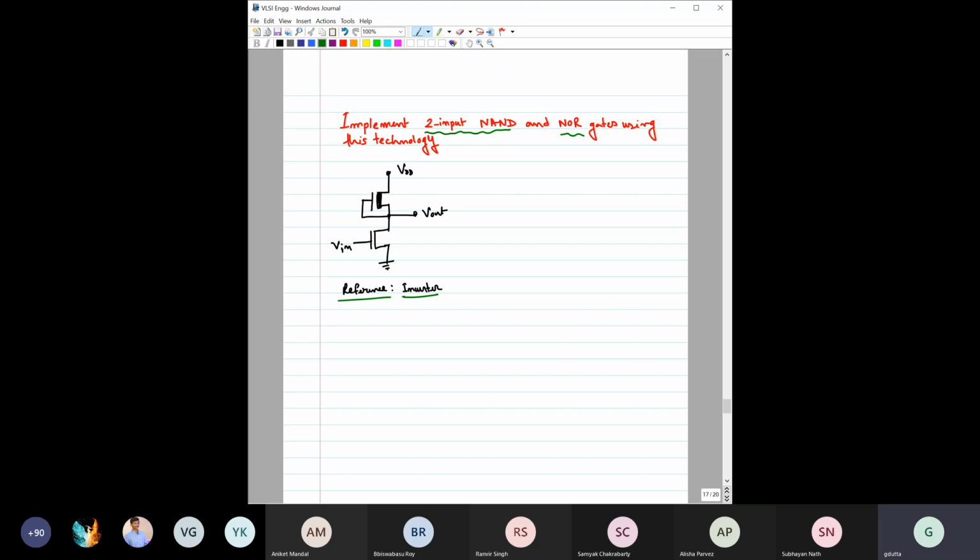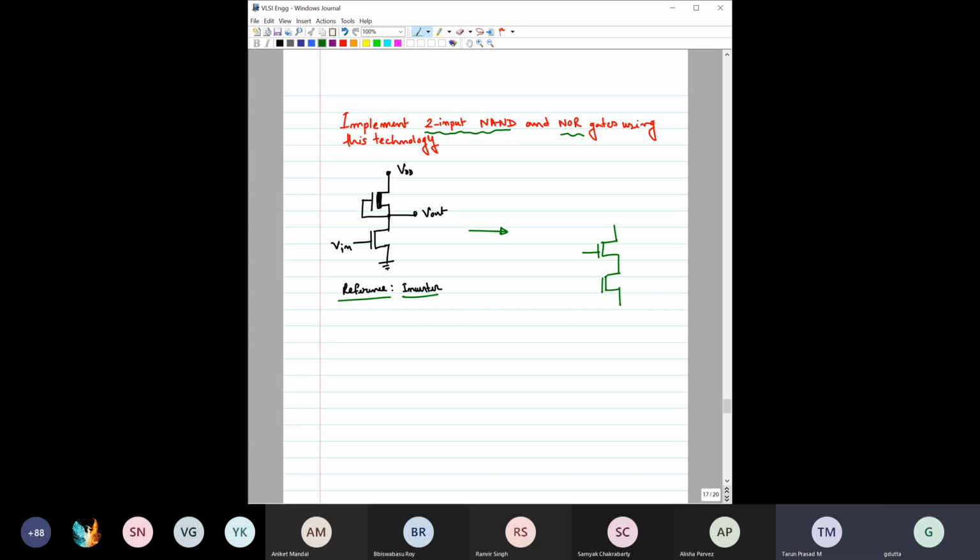Let's see who can answer this. Sir, for NAND, we keep the two drivers in series. Okay, what about the load? Tarun, what about the load? I think there is no change necessary for the load. There is necessary change in the load, right?